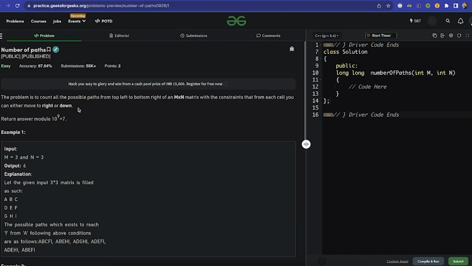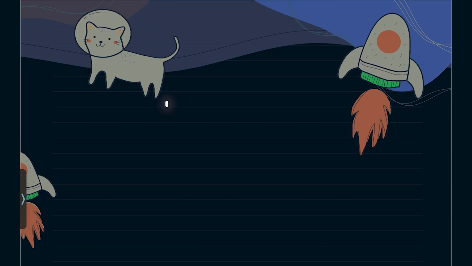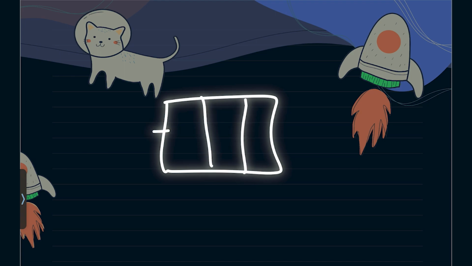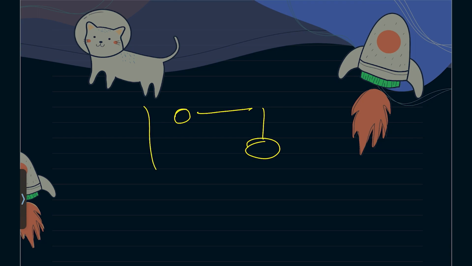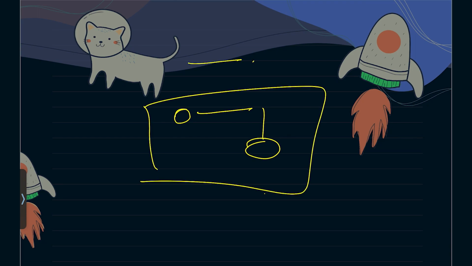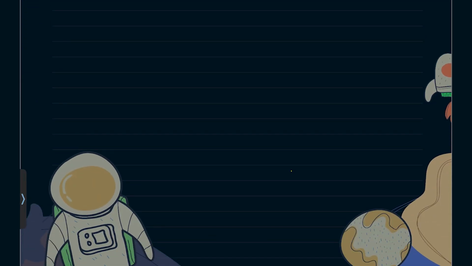Like the problem statement tells me that given an n cross m matrix, you need to tell the number of ways to reach from 1 1 to n cross m. There are no hurdles or blocked cells, nothing. Simple. Given a matrix, just tell me the number of paths. So I would talk about the intuition because you already know the solution.